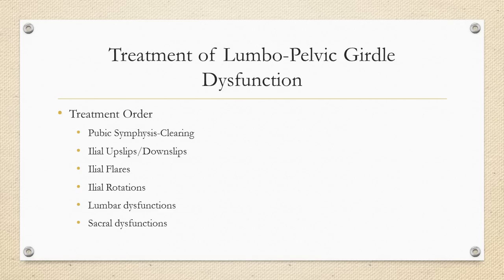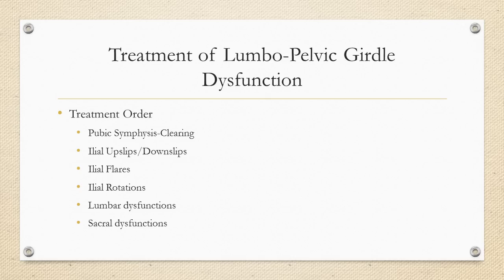Our next step in this lumbo-pelvic girdle dysfunction algorithm is looking at your lumbar spine. You can individually look at your lumbar segments and look for segmental rotations, or look at PA glides to determine if there's any kind of hypomobility or hypermobility to the individual lumbar segments, or you can simply go in and do a lumbar clearing to clear the lumbar spine.